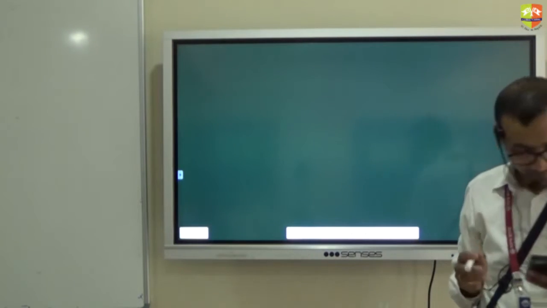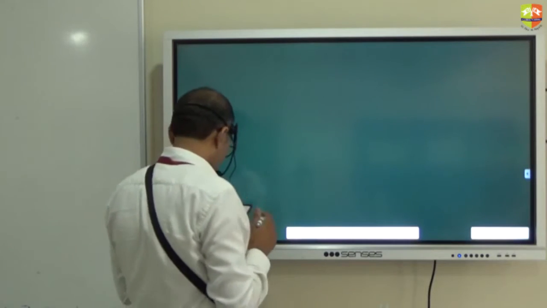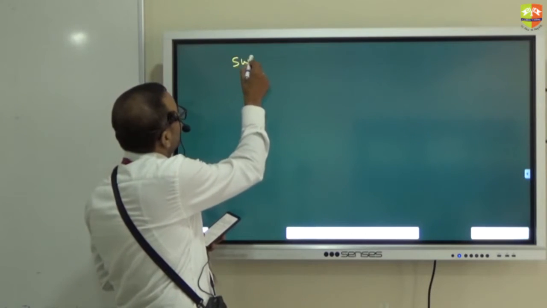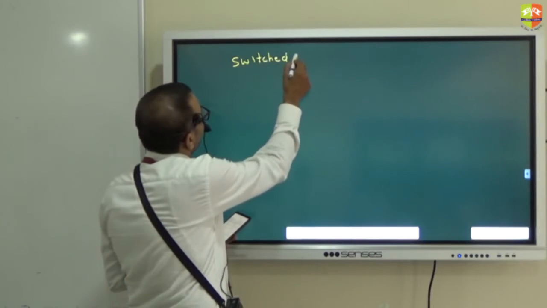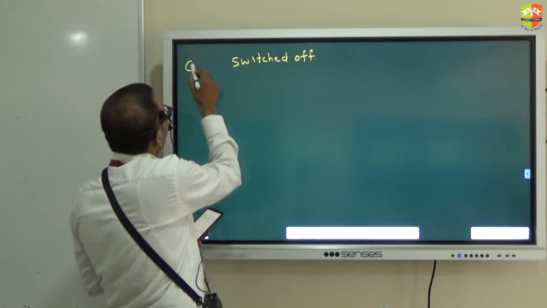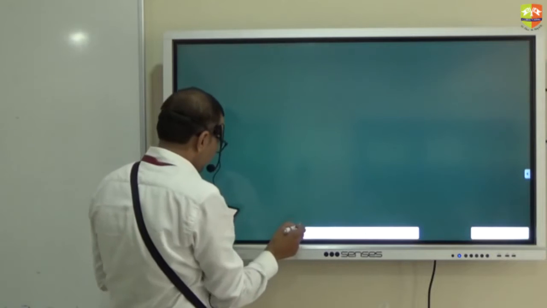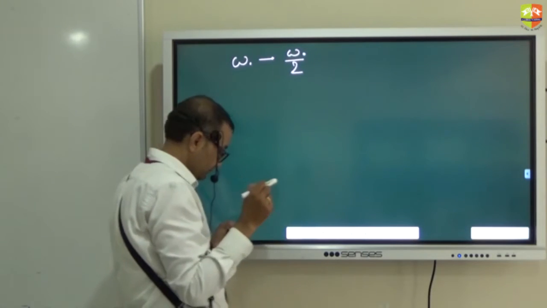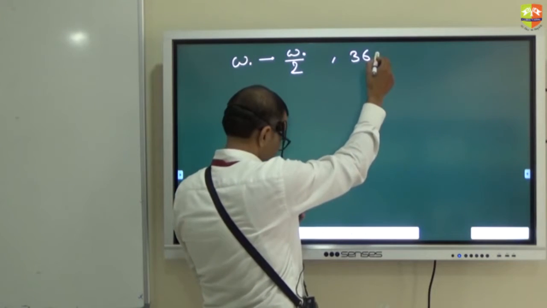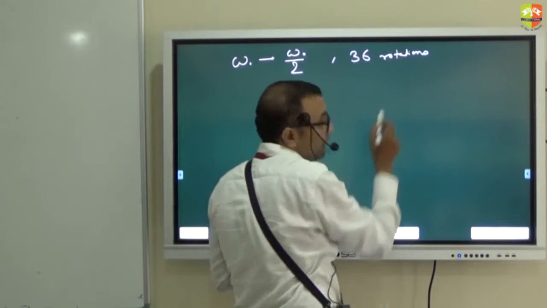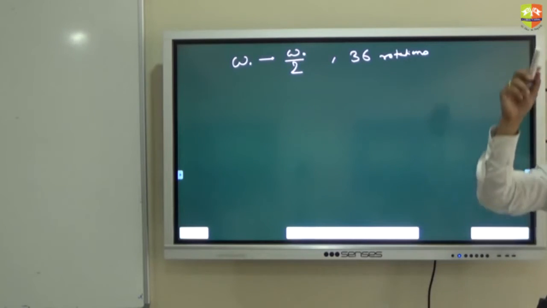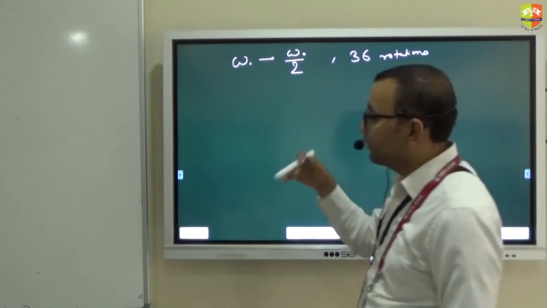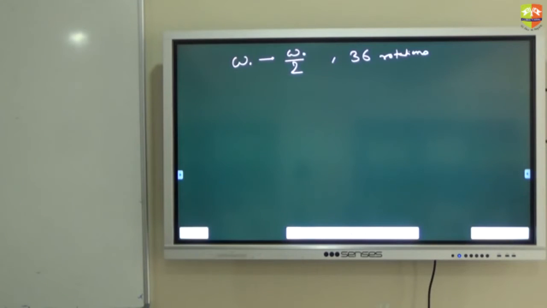So you have to use those three questions. So here is the question. When the ceiling fan is switched off, its angular velocity goes from omega naught to half of that when it makes 36 rotations. Omega naught is not given. You need to find out how many further revolutions it will make before coming to rest.